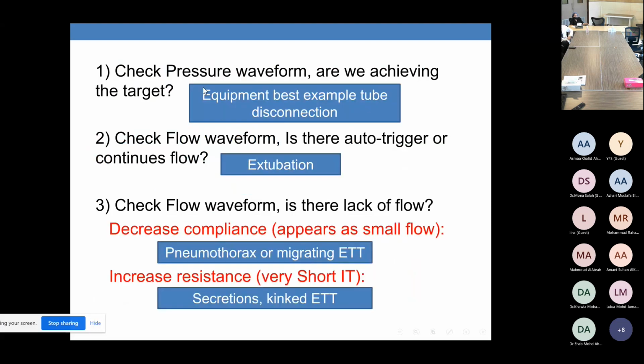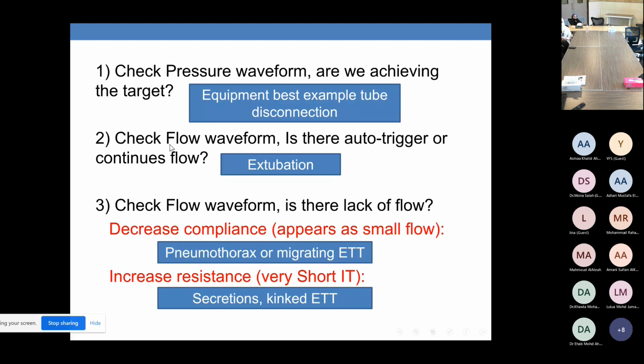Again here, so I confused you, sorry. So you check the pressure waveform. If you are not achieving the target, this is equipment. Equipment means there is disconnection of the tubings before the flow sensor. And usually you will see that nearby the humidifier. You will see that the sensor is out, the tube is disconnected. So this is happening before the flow sensor, if you are not reaching the pressure. So this is E. This is E.